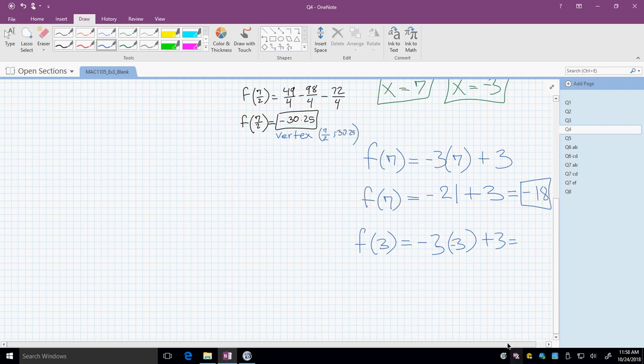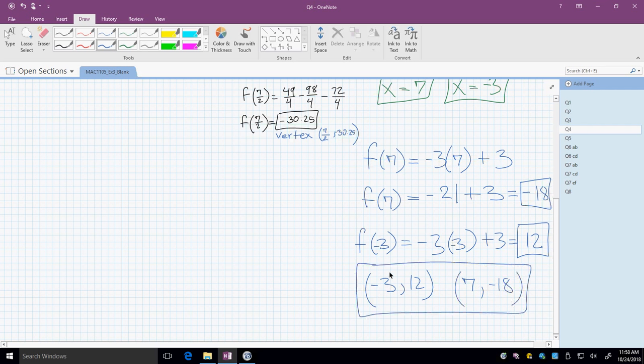Okay. I'm plugging in a negative 3. So negative 3 times a negative 3 is going to give me a positive 9, plus 3 is going to give me 12. So my points are going to be negative 3, comma 12, and the other point is going to be 7, comma negative 18. Those are the solutions for the graph.